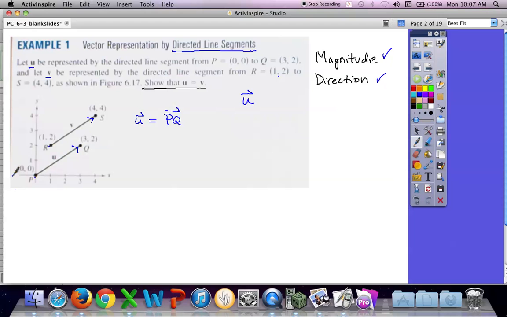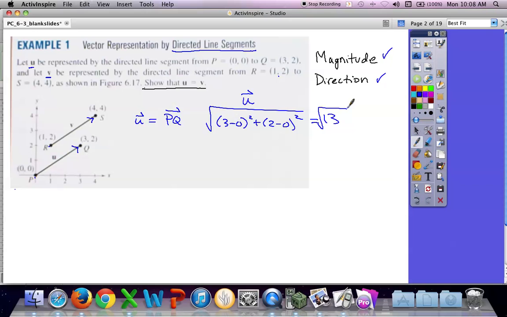Okay. Now, in order to use the distance formula, the distance formula would tell me the square root of x2 minus x1 squared plus y2 minus y1 squared, which would look like this: 3 minus 0 squared plus 2 minus 0 squared, which is 9 plus 4, the square root of 13, the square root of 13.